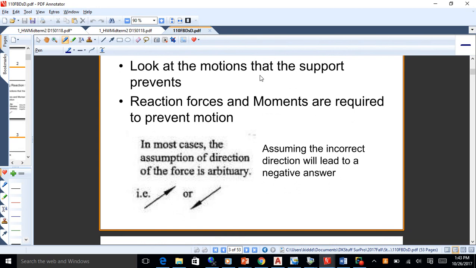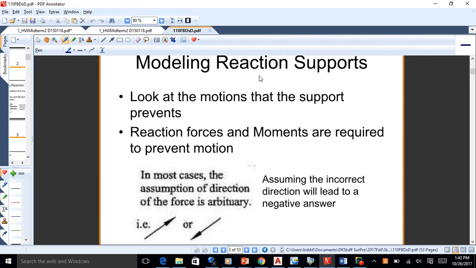So generally speaking, what you do is you look at a support, and if you want to find the reaction caused by the support, look at the motions that the support prevents. Reaction forces and moments are required to prevent motion. So if a support prevents motion in the x direction, there has to be an x reaction to do that, some sort of force in the x direction to do that.